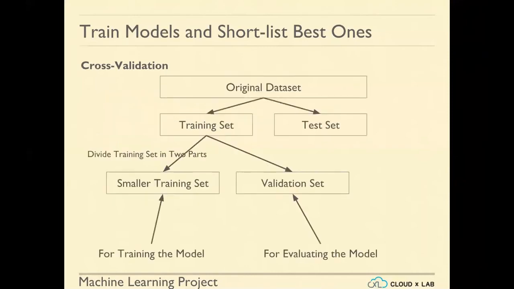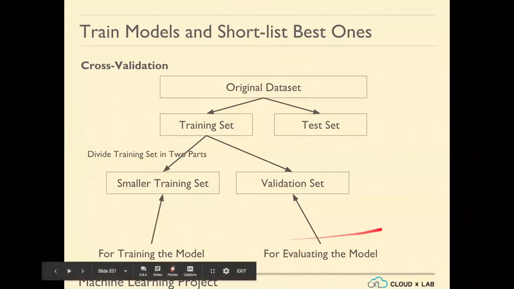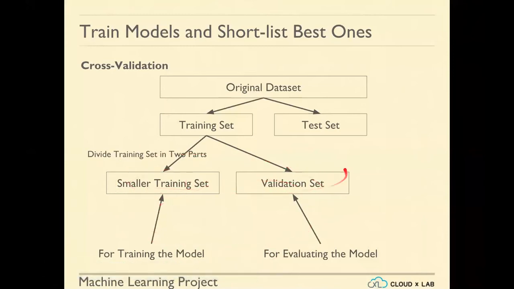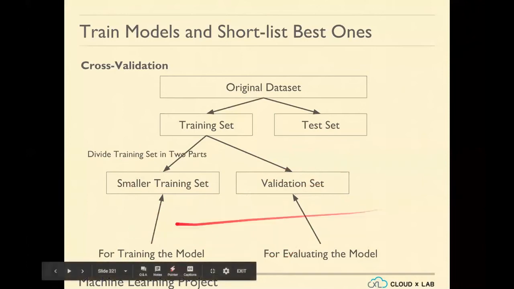This was our original data set. We broke it down into a training set and a test set, and then we divide the training set into two parts: a smaller training set and a validation set. This is where we let the models compete. We let decision tree, linear regression, and other models compete here. We train on this data, test on validation, and compare.